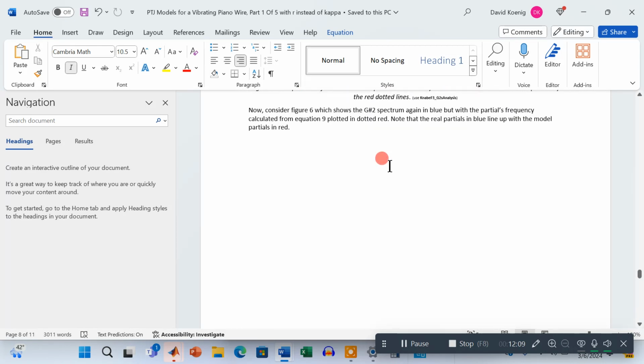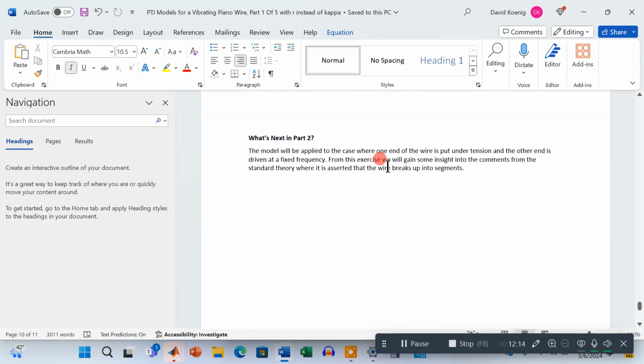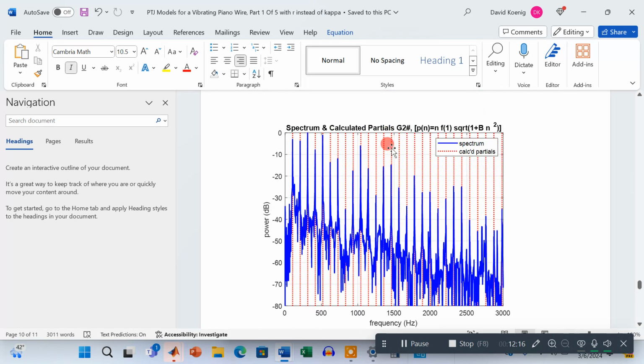And I think that may be the last equation. It is. Okay, that's the end.